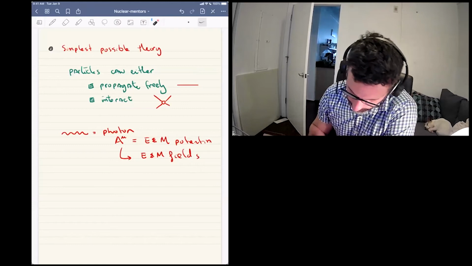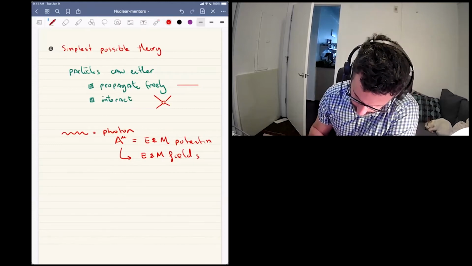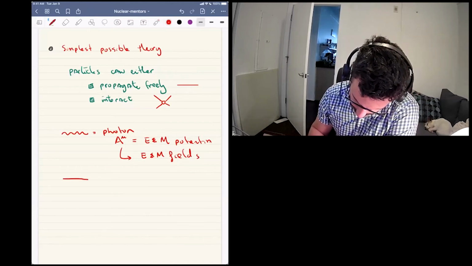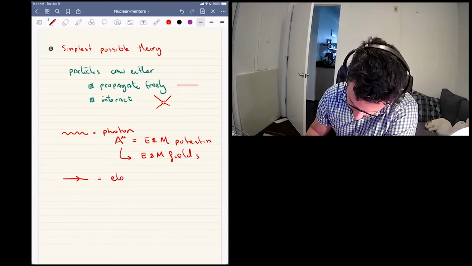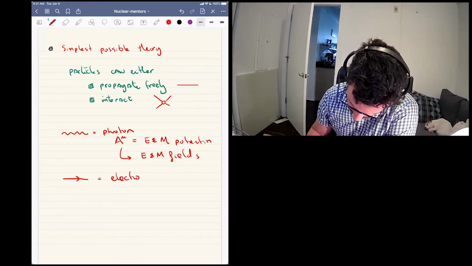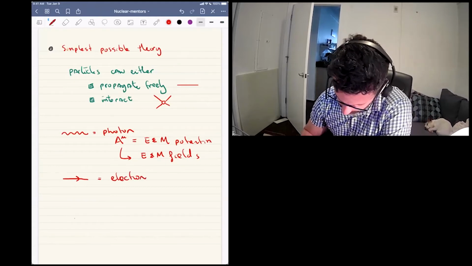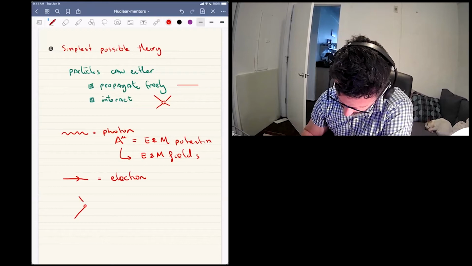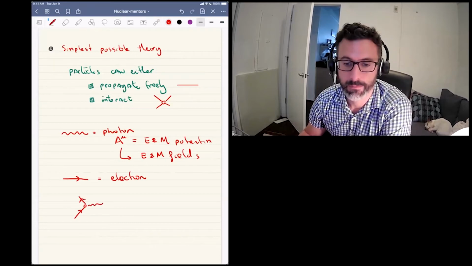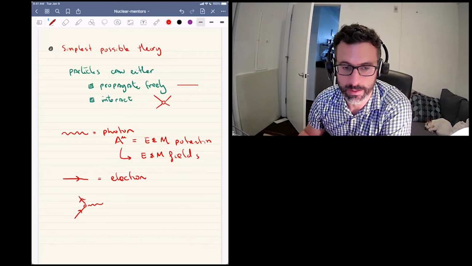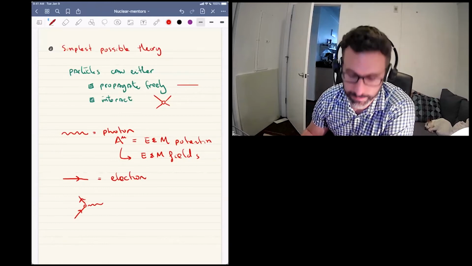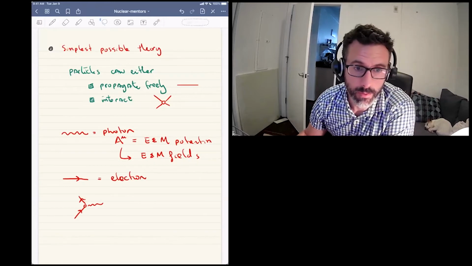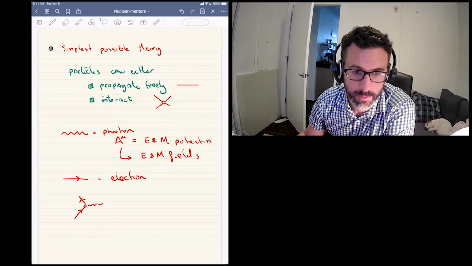Okay. And then you can have the field for the electron. And you can start describing interactions between electrons and photons using Feynman diagrams, as we will touch on in a second. And so they mix with each other, they interact with each other.